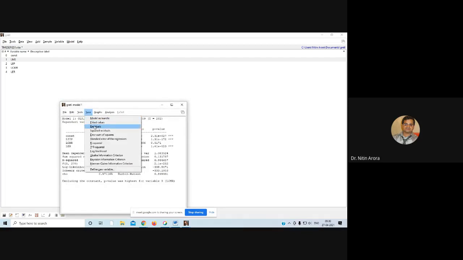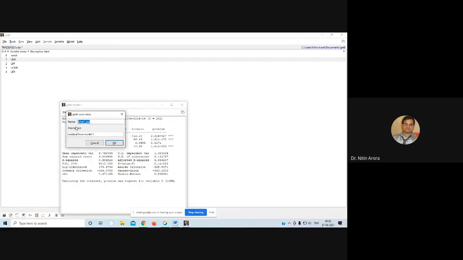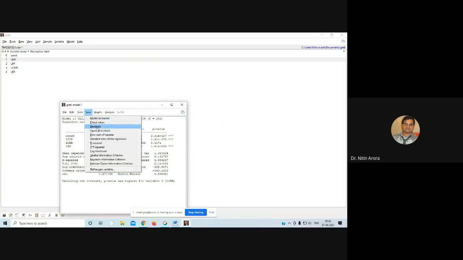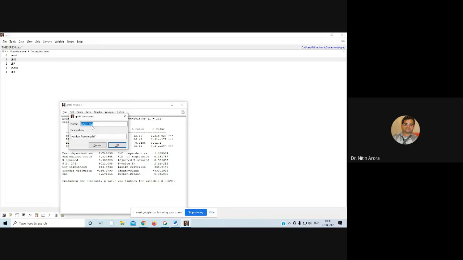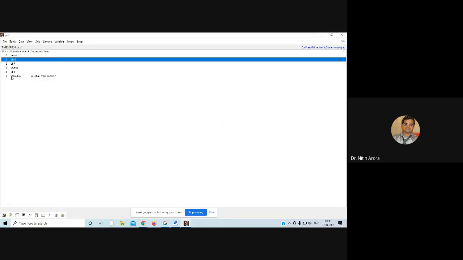Save the residual series. I'm going to save it. This is the name of the residual series. Hope you have observed that after estimating the model with OLS, go to save, click residual. Now this would be the residual from model 1. You can give your own name, like I'm giving residual. Click OK. See, the residual series has been constructed.